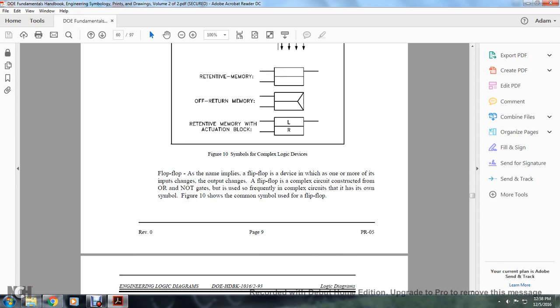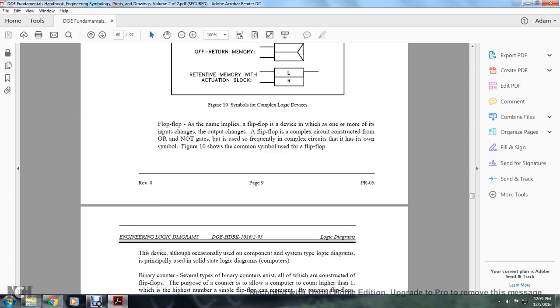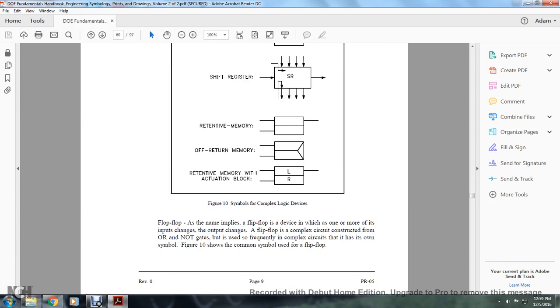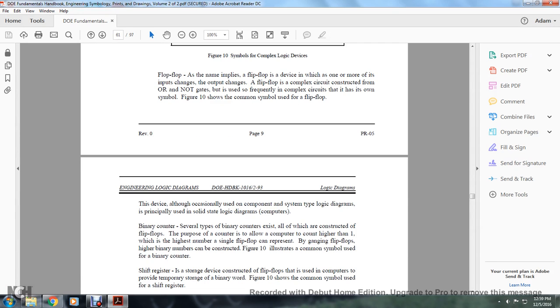As the name implies, a flip-flop device is one or more of its input chains and output chains. The flip-flop is a complex circuit constructed from the and, or, not gates. It is used frequently as a complex circuit that has often its own symbology. Figure 10 shows the common symbol for the use of flip-flop. FF for flip-flop. Set and reset. The device is occasionally used on the component type of logical diagram principle in solid-state logic diagrams.